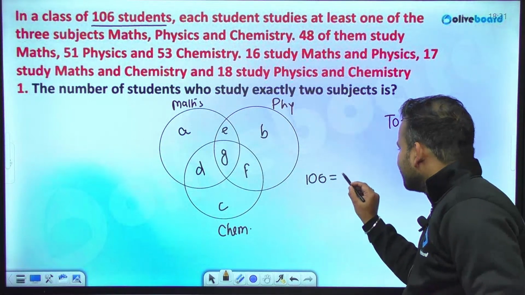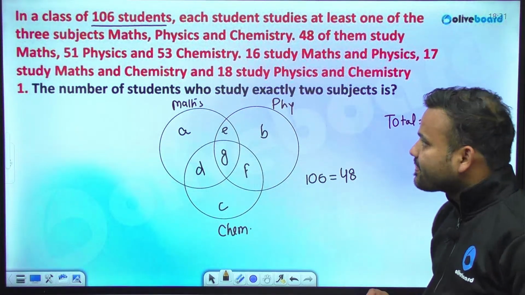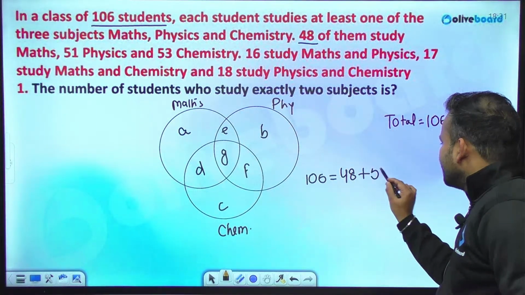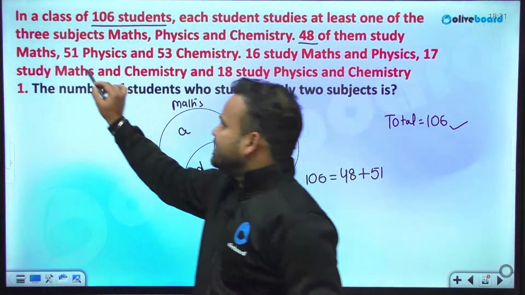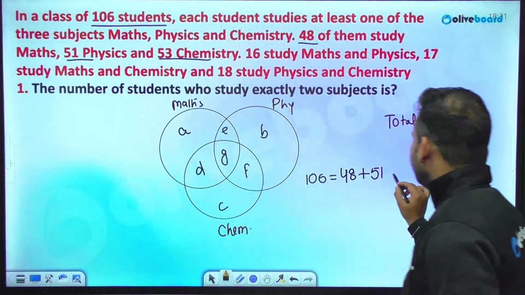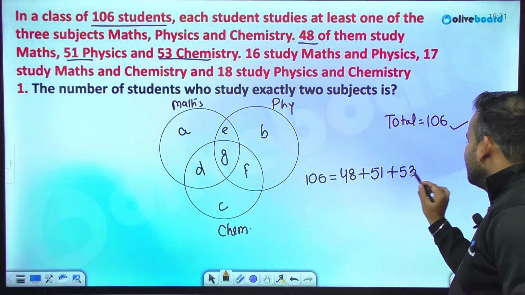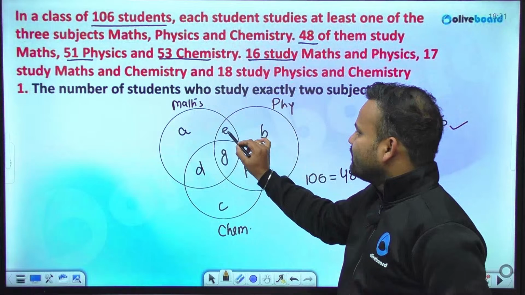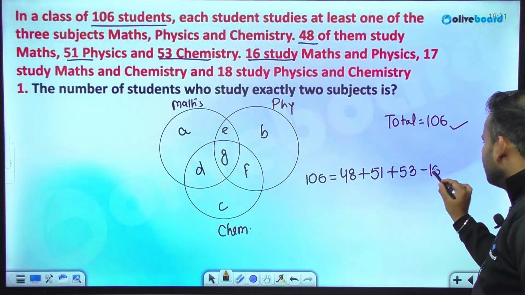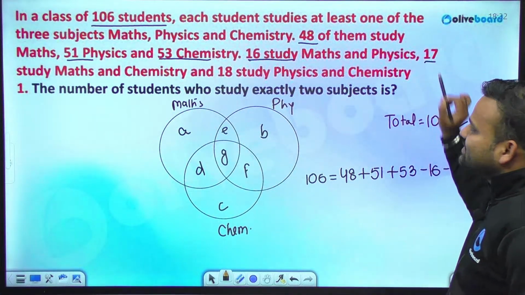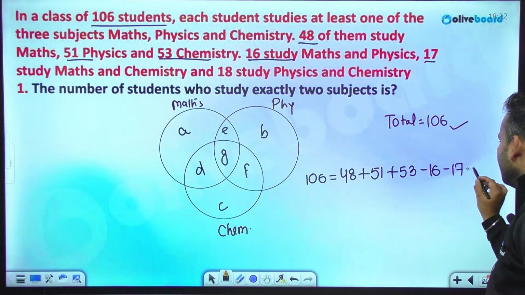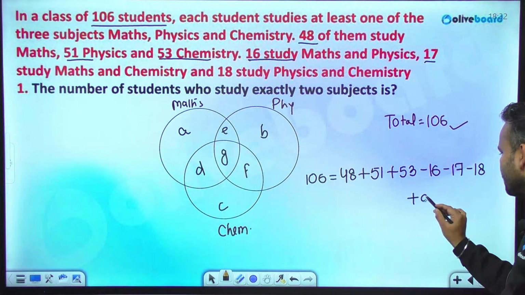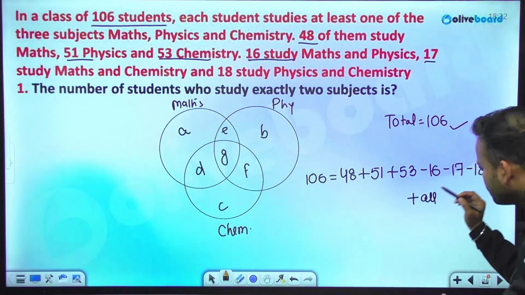Now how will these 106 students come? 48 students are studying maths. 51 are studying physics, 53 are studying chemistry, minus 16 students study maths and physics, that is the value of E. Minus 17 students study maths and chemistry, and minus 18 studying physics and chemistry, plus all the students who are studying all three. So all students, what have we marked here?